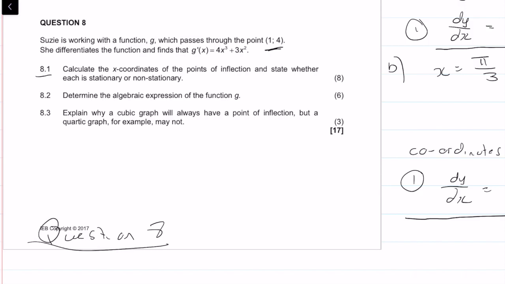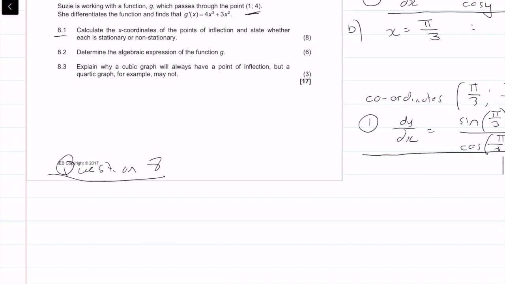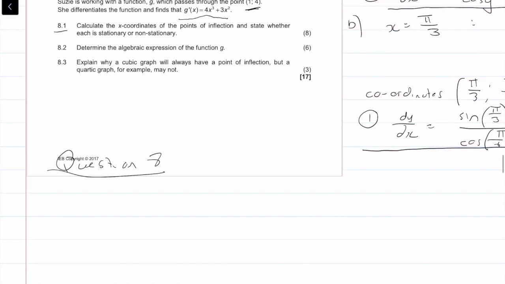Question 8.1 says calculate the x coordinates of the points of inflection and state whether each is stationary or non-stationary. Let's start off by understanding what this graph actually does or how it looks. One way that we can do that is using our derivative function, because that tells us about our slope. So let's start off with 8.1.